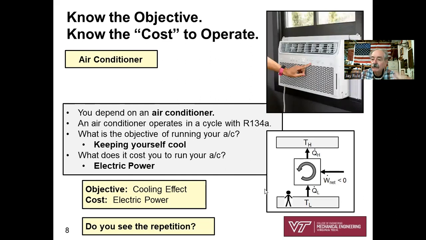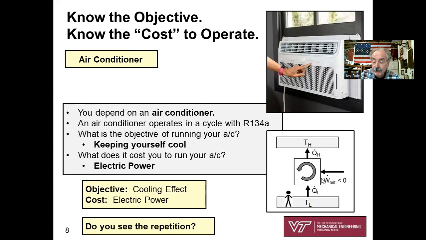Window air conditioning unit, or air conditioner in general. Now, it's not like you need an air conditioner to live, but really for those of us here in the comfort of the USA, we sort of depend on air conditioners for our comfort, don't we? The air conditioner also operates in a cycle with refrigerant R134A, a phase change substance. What's the objective of running your air conditioning unit? The objective of running your AC is to keep yourself cool. And what does it cost you to run an air conditioner? Well, there's the power cord right there. You have to buy electric power.